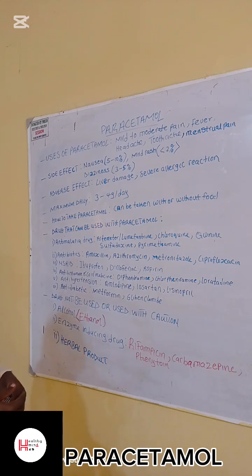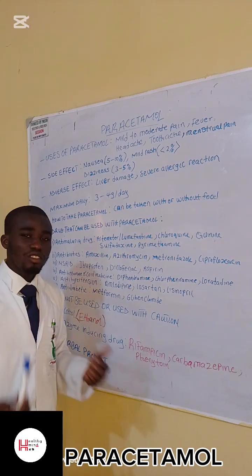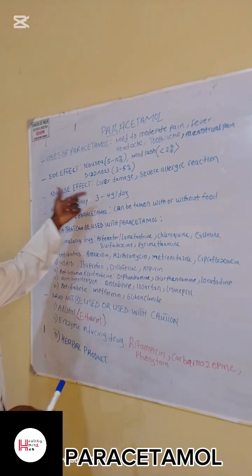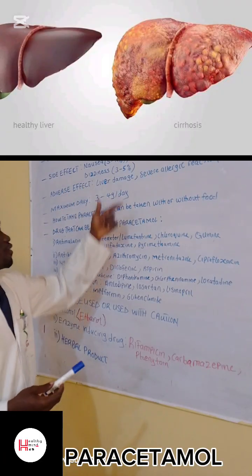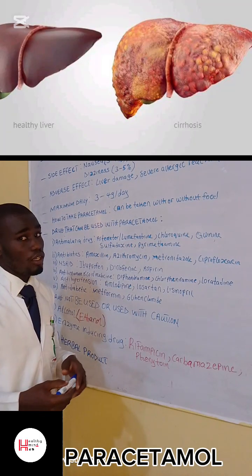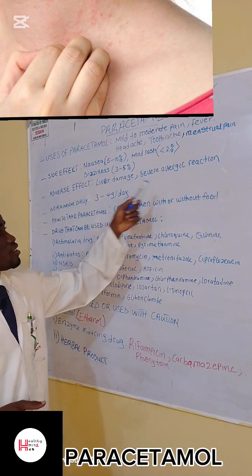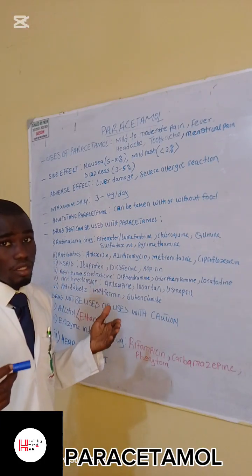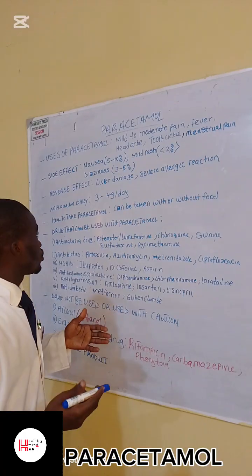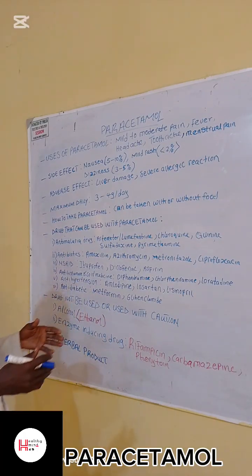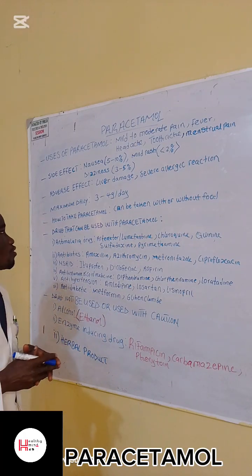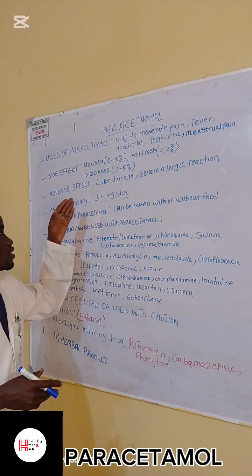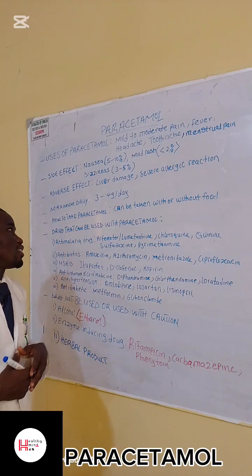What are the adverse effects of paracetamol when you use more than the required dose? One of the adverse effects is liver damage. It can damage your liver, and it can also cause a severe allergic reaction, but that is rare, not common. What is the maximum daily dose of paracetamol? The maximum daily dose is about 3 to 4 grams per day.